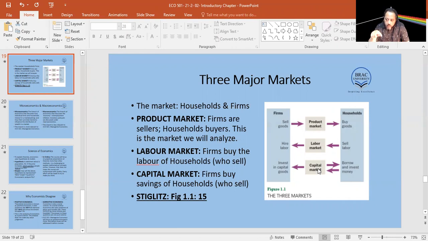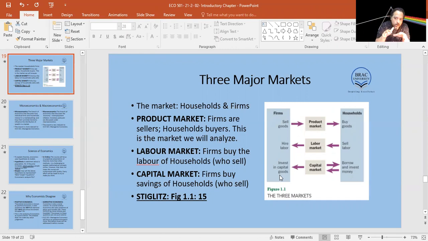Now, next is the borrow and invest. So what is happening? The households are giving their savings to the capital market, and it's being bought by the banks or other investment houses. The reverse is also true. Banks also sell capital to the households.